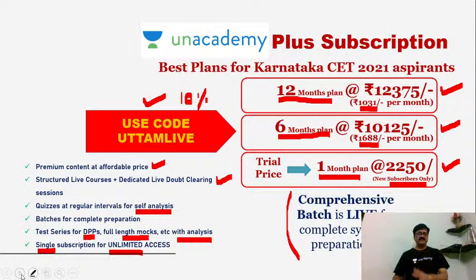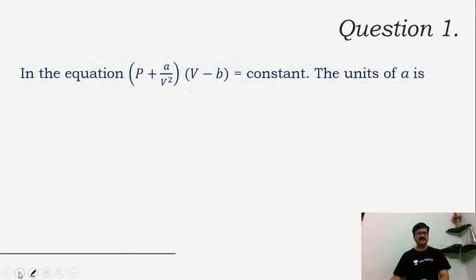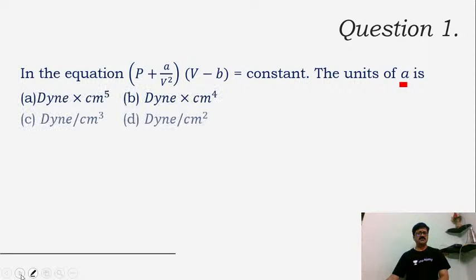Okay, so with this note, I'm just going to begin with my discussion session on units and dimensions here. Okay, so shall we go ahead and do that? Let's do it now. Okay, so this is our first question, my dear friends. The question reads: in the equation (p + a/v²)(v − b) = constant, the units of a is, okay, so here are the options that we have. So we should find the unit of a, that has been asked.